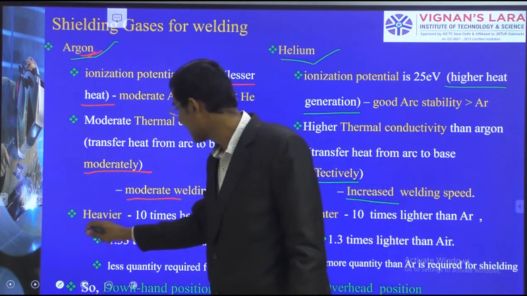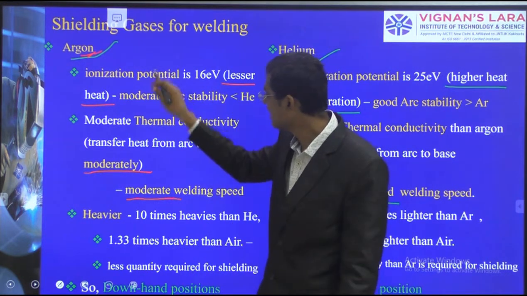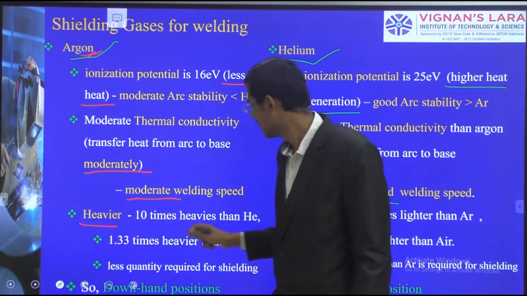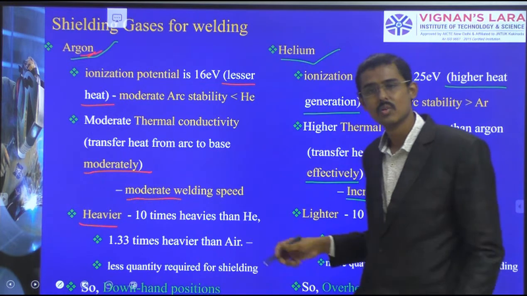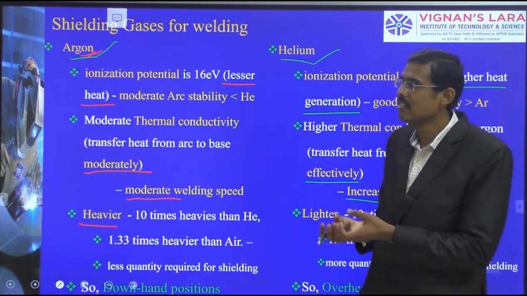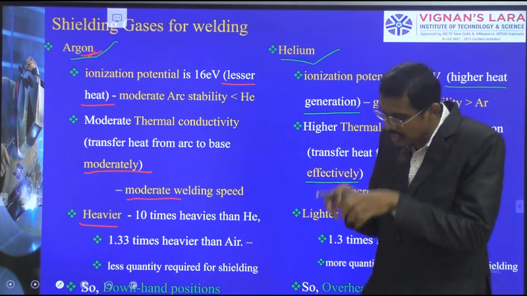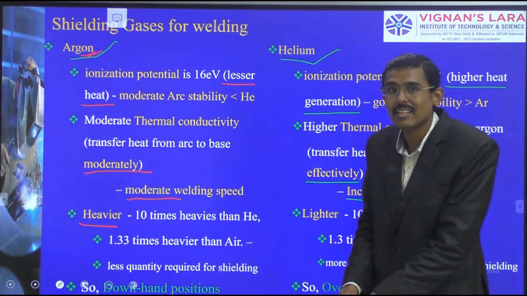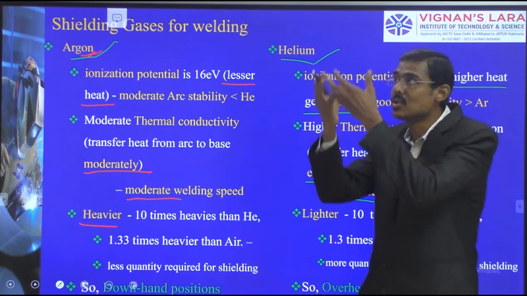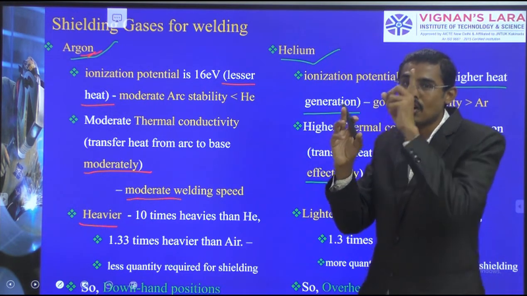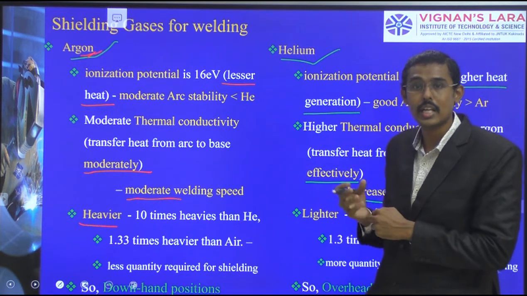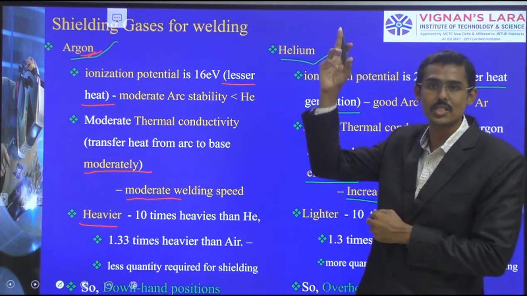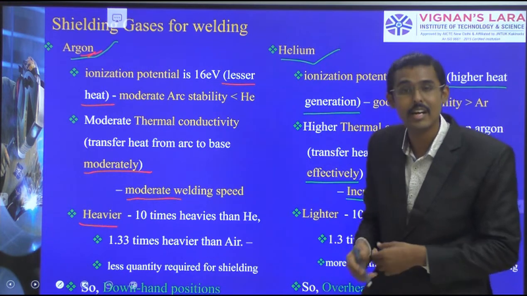Now the third point: argon is heavier than helium. What happens then? Whenever the shielding gas is released, it tries to come down. Whenever helium is released, it is lighter, so it tries to go up. We should use these facilities. I have already told you this point. So helium can be utilized in the overhead positions, and argon can be utilized in the downhand positions.